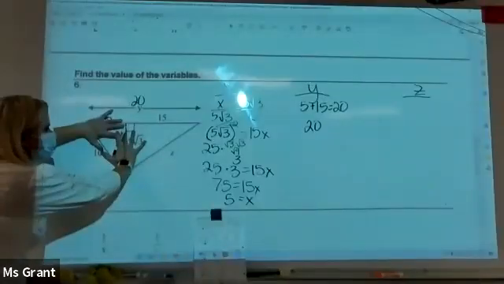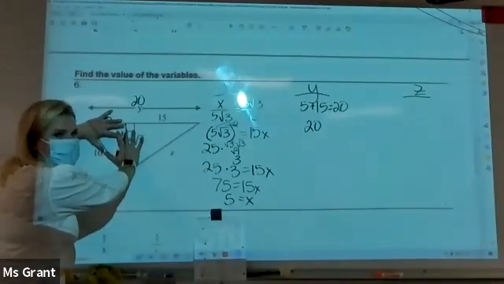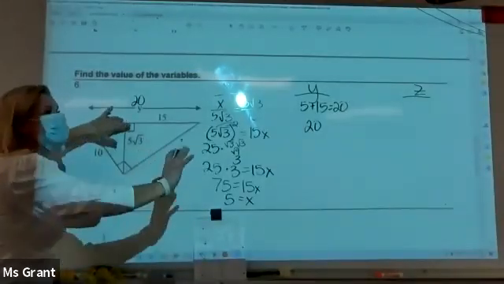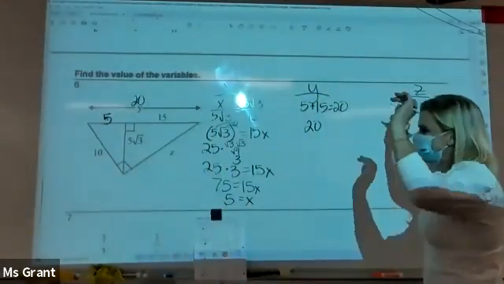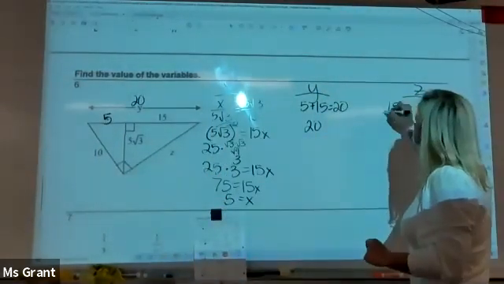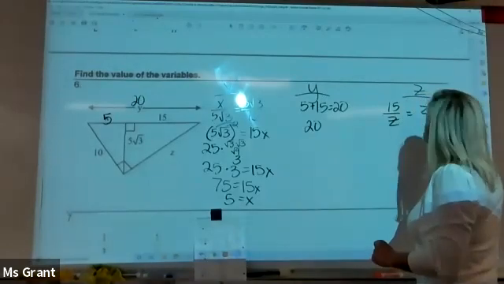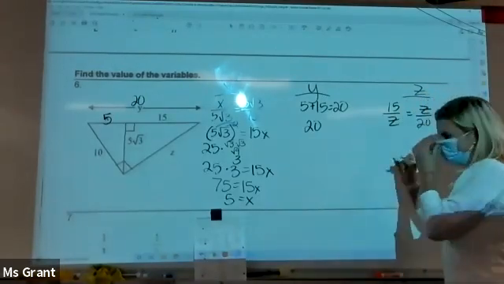Oh. Z. Can somebody set up Z for me? I'm covering out the things you don't need to know. It's 15 over Z equals Z over 20. Good, it's so easy. There's so many people volunteering. That's the best in math, right? 15 over Z equals Z over 20.